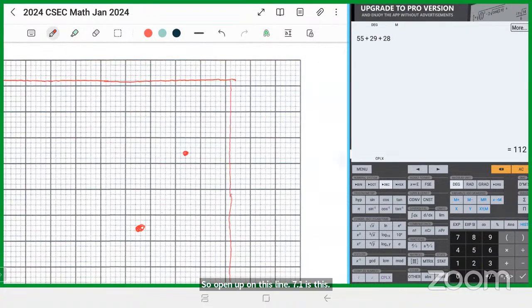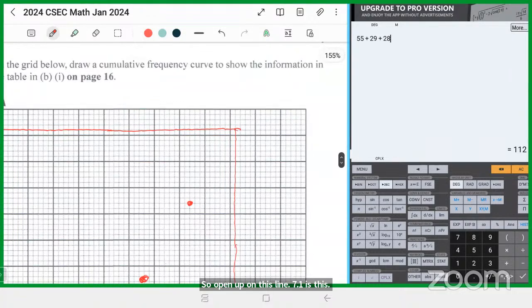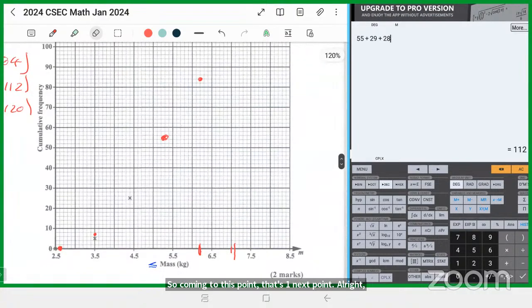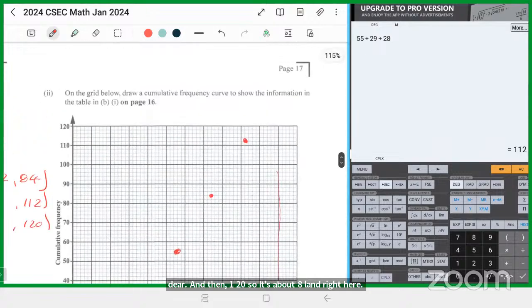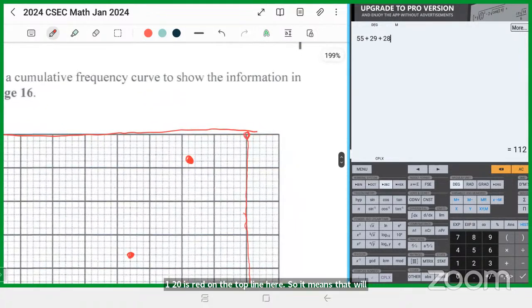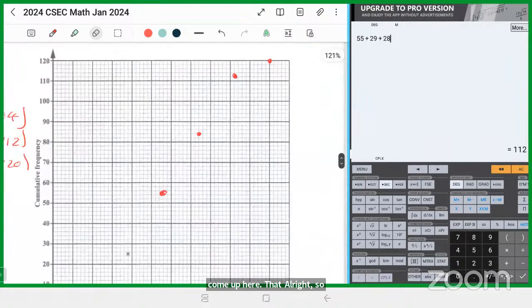So coming to this point. That's our next point. Right there. And then 8, 120. So this is our 8 line right here. This line is our 8 line. 120 is right on the top line there. So it means that we're coming up here, right on top. All right, so those are our points.